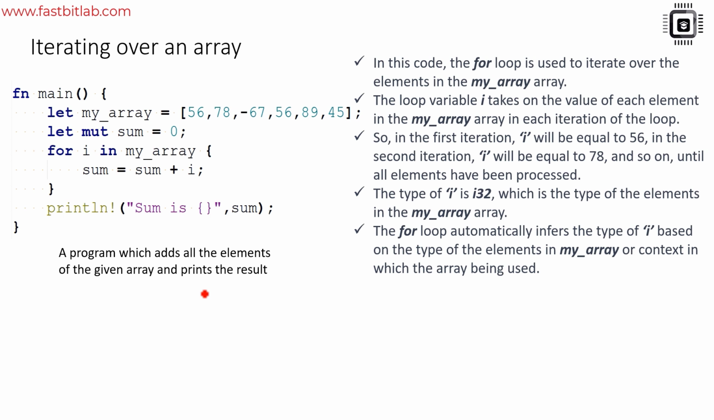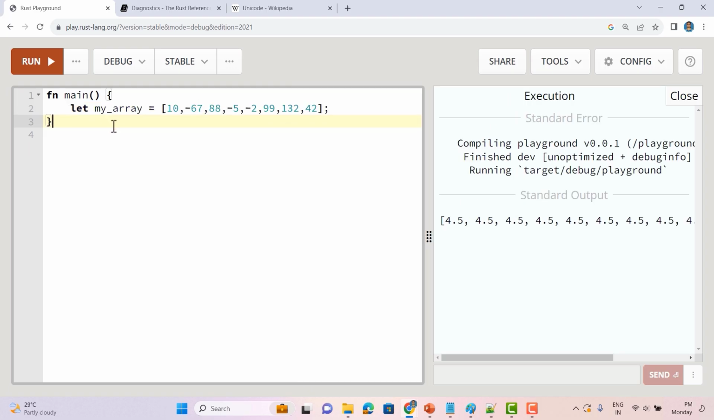And now let's see iterating over an array. Here is a program which adds all the elements of the given array and prints the result. So now let's see how to iterate over an array. Let's code this program. Here I have an array and I want to print the sum of all the elements of this array. Basically, I have to iterate over this array, fetch the elements and add them. I don't want to modify the content of this array, so I'll just take an immutable array. I need not mention the mut keyword here because, as I said, I'm not going to modify this array.